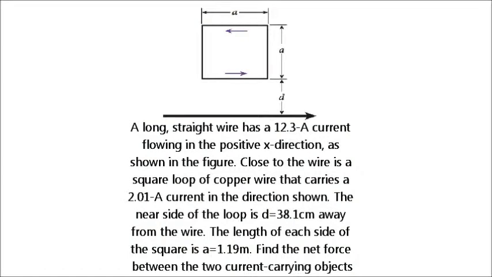Now that you know a little bit about magnetism, my colleagues will now explain how to solve a couple of problems. A long straight wire has a 12.3 amperes current flowing in the positive X direction, as shown in the figure. Close to the wire is a square loop of copper wire that carries a 2.01 amperes current in the direction shown. The near side of the loop is D equals 38.1 centimeters away from the wire. The length of each side of the square is A equals 1.19 meters. Find the net force between the two current-carrying objects.